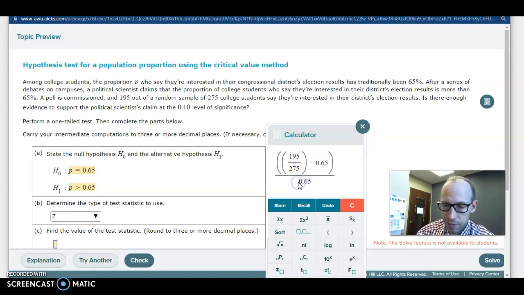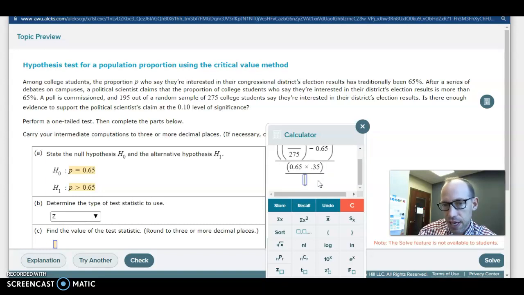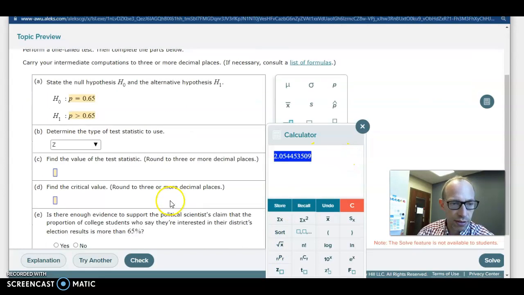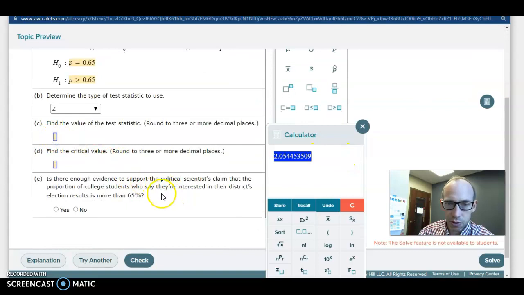So we're going to do p, 0.65, making sure we get enough parentheses in here, times 0.35 divided by the sample size here, which was 275. And then all of this needs to be packaged in a square root. So not the easiest formula to do. Make sure that you're checking it closely as you're putting it in. But that gives us our test statistic.